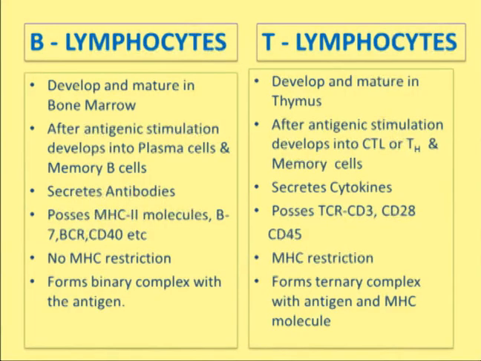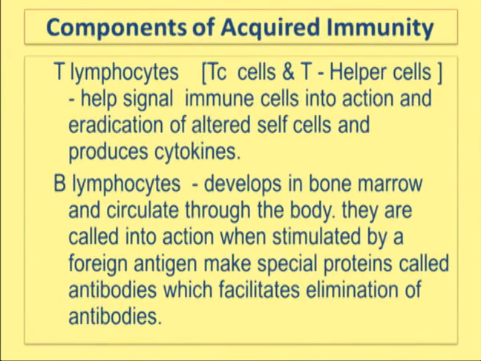Besides that, B lymphocytes will produce antibodies. There are two kinds of T lymphocytes. T helper cells will produce cytokines, whereas CTLs, that is cytotoxic T lymphocytes, will kill altered self cells. So there are two different lineages of T lymphocytes. These are the important differences between B and T lymphocytes that we have already discussed.